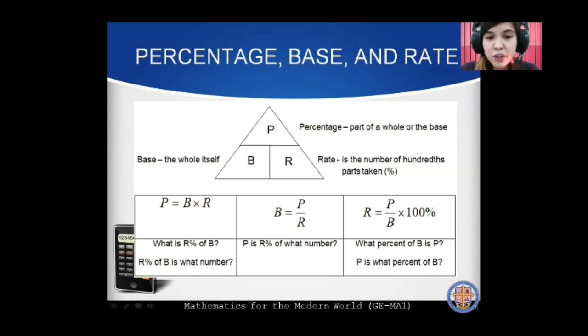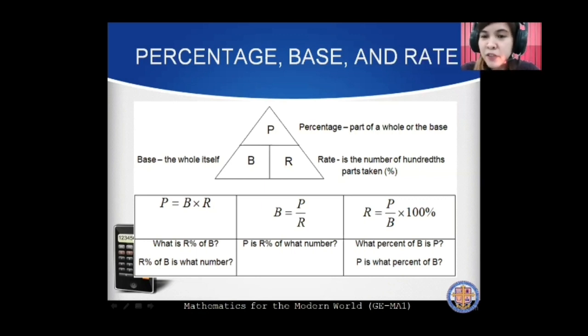So, meron tayo dito triangle. So, from this triangle, you can come up with 3 formulas. So, if you're looking for the percentage, just multiply base and rate. If you're looking for the base, P divided by R. R is equal to P divided by B times 100%. Always remember, pag rate, para maging percent or rate, kailangan lagi itong times sa 100%.